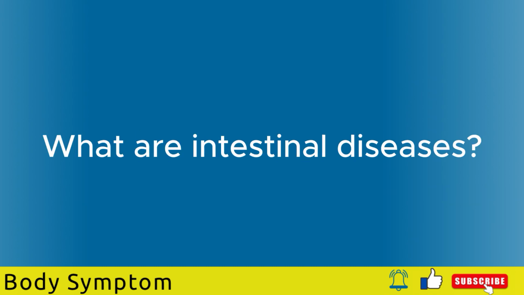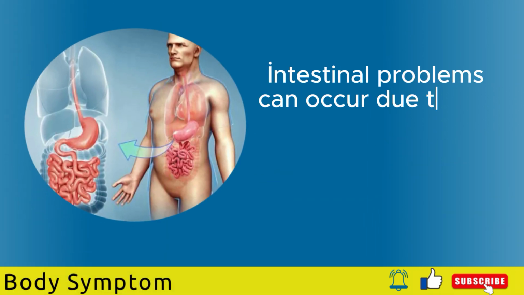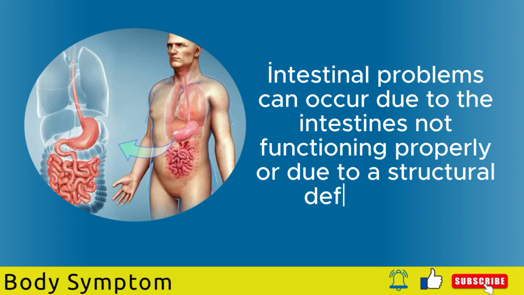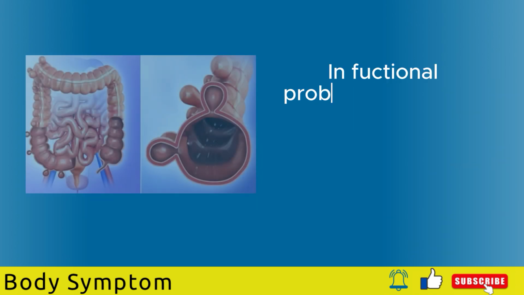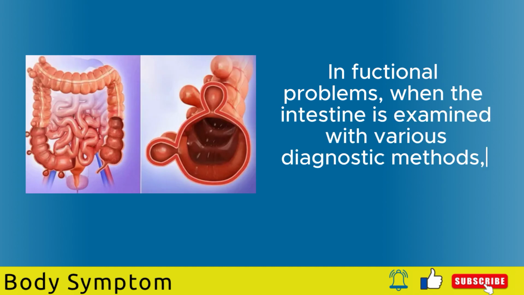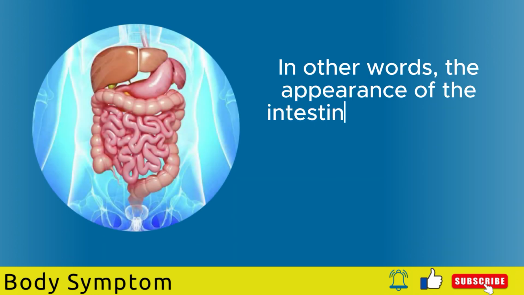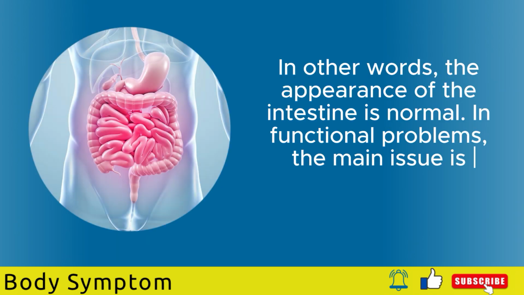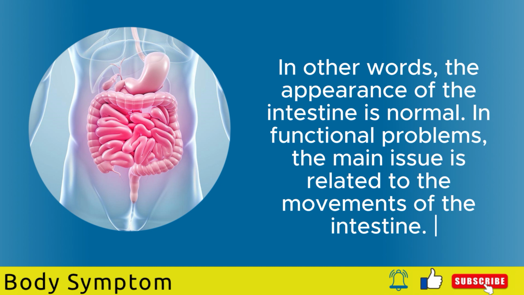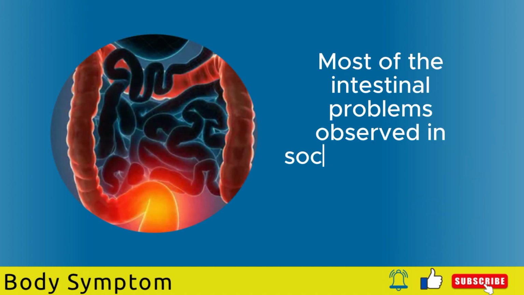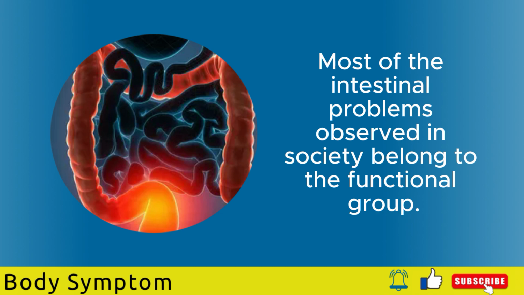What are intestinal diseases? Intestinal problems can occur due to the intestines not functioning properly or due to a structural defect in the intestines. In functional problems, when the intestine is examined with various diagnostic methods, no structural problems are encountered. In other words, the appearance of the intestine is normal. In functional problems, the main issue is related to the movements of the intestine. Most of the intestinal problems observed in society belong to the functional group.